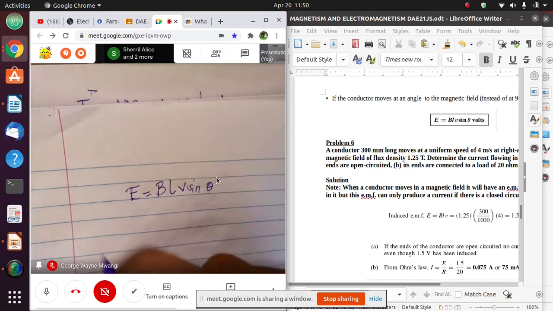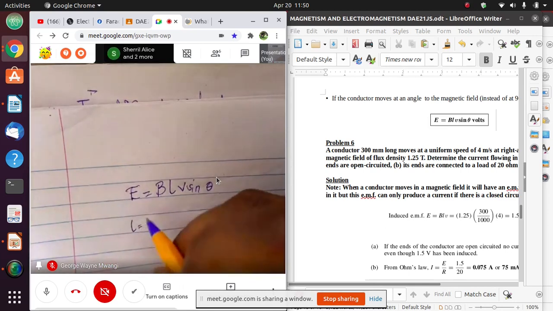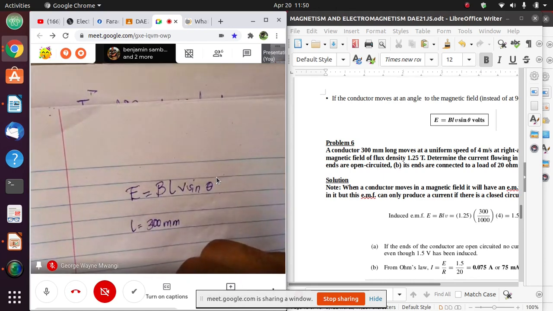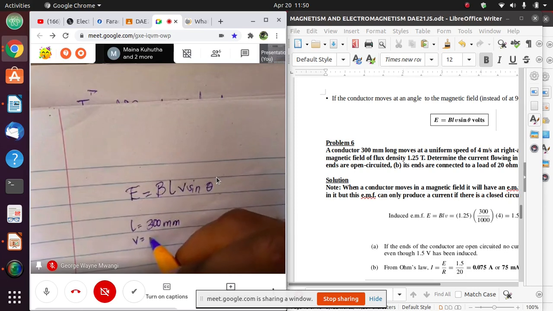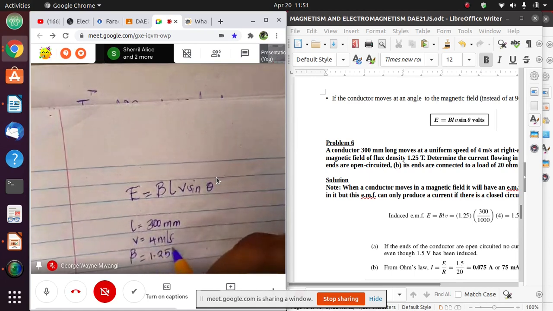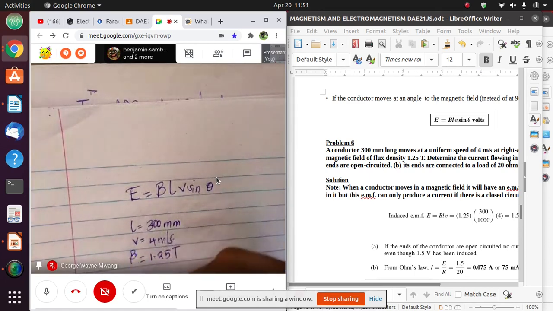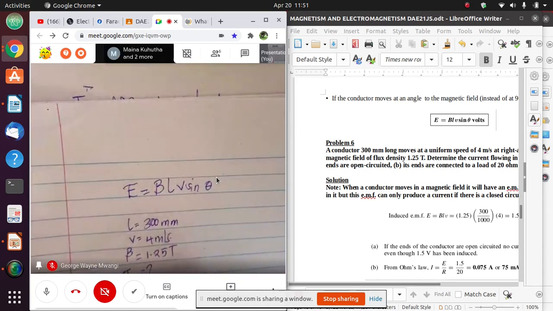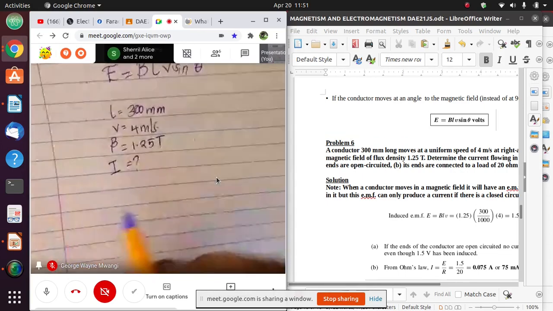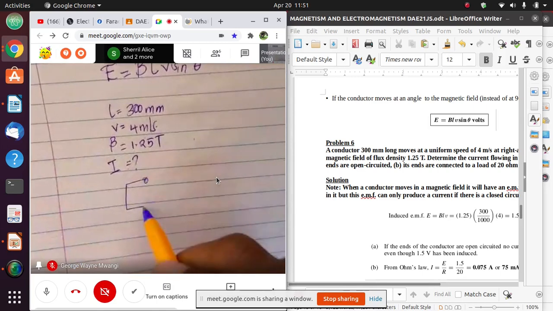Now, we've been told that the length of the conductor is 300 millimeters. Are we together? And it is moving at a speed of 4 meters per second. The magnetic flux density B is 1.25 Tesla. Now, determine the current when that circuit is open circuited. When I say that it's open circuited, if I was to draw an open circuit, a very simple open circuit is the terminals. This circuit is not complete.